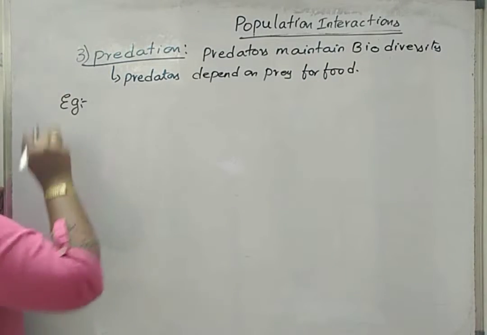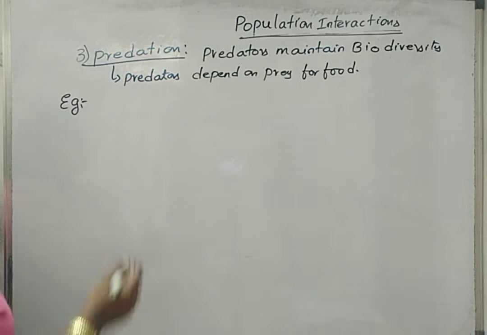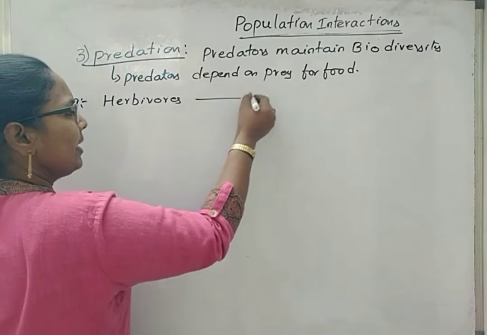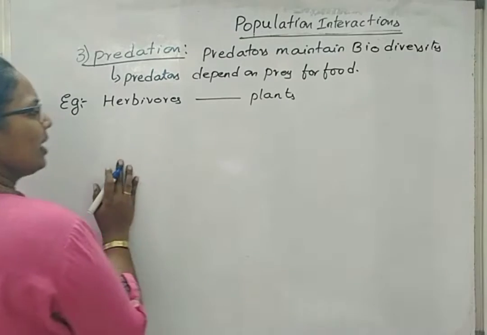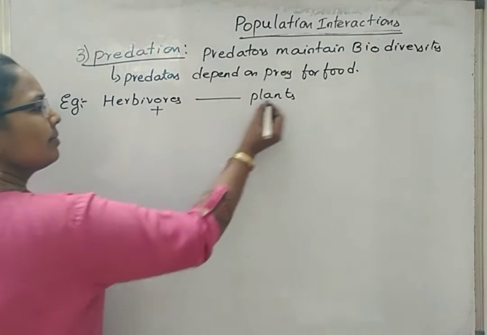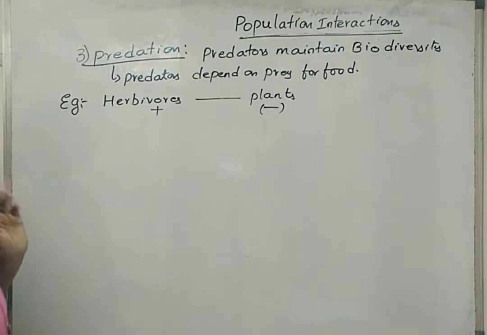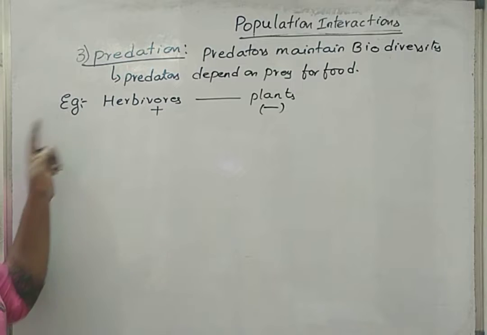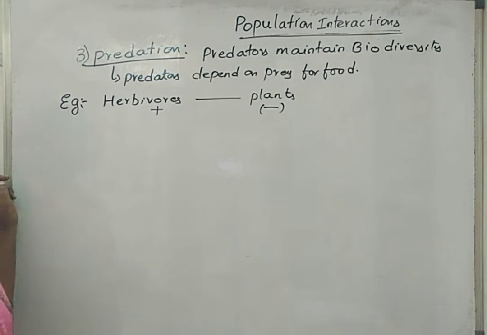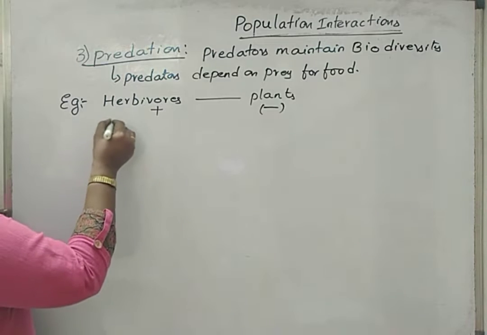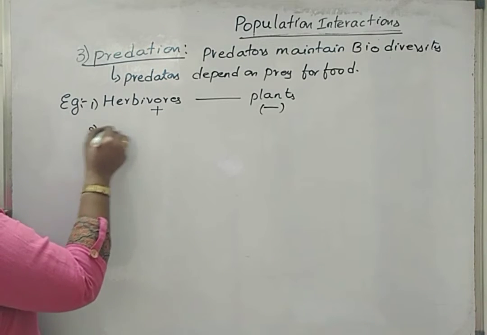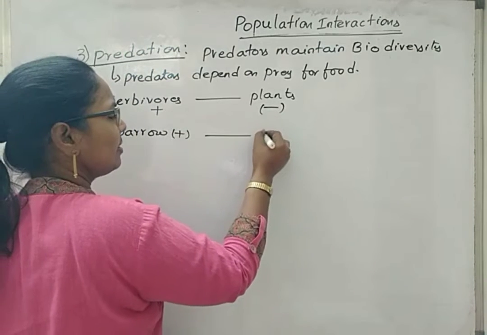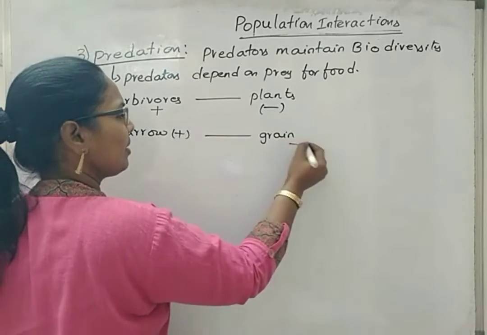There are many examples under predation type of population interactions, that is herbivores which are predating on plants. So we can say here the herbivore is getting benefited, and the plant is not getting benefited. It is not completely lost, because if a few plants of one species are eaten by herbivores, some other plants of the same species will still be alive. Second one, sparrow, which is getting benefited, and grains which are eaten by sparrow are not getting benefited.